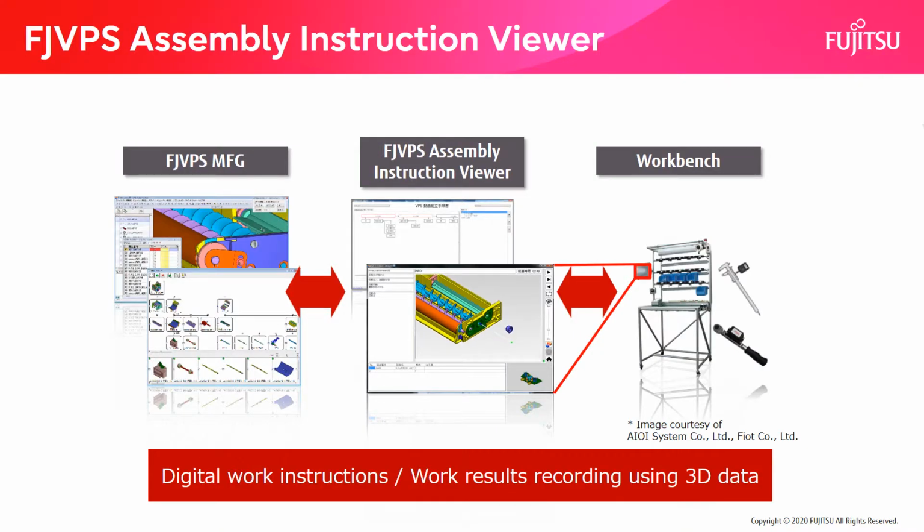Assembly Instruction Viewer displays attribute information such as assembly animations, snapshots, and precautions created by VPS MFG for each operation at the manufacturing site. The operator will work accordingly. It also records actual results such as working hours.